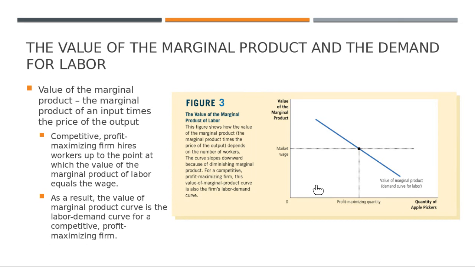So graphically, we can depict this as simply this downward sloping demand curve, where the value of the marginal product is ultimately defining the wage or the benefits of the wage of these employees. So where the market wage intersects with the value of the marginal product of labor, that gives us the profit maximizing quantity of apple pickers to hire.